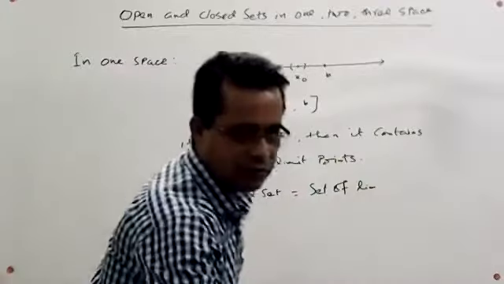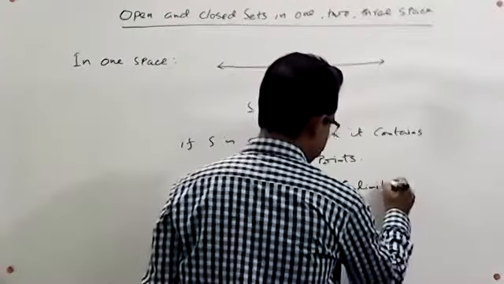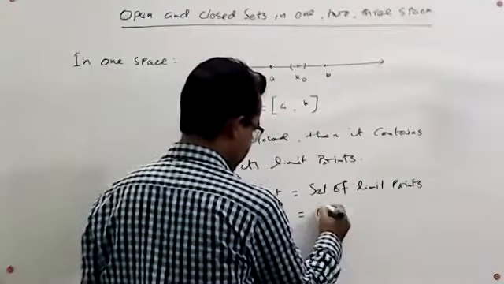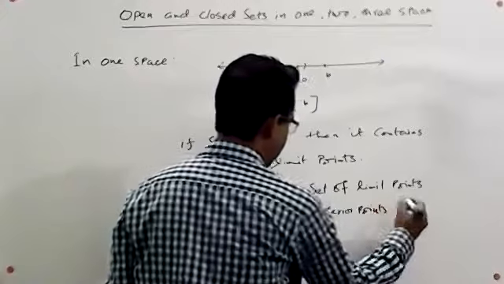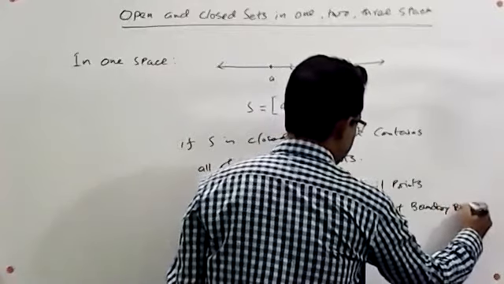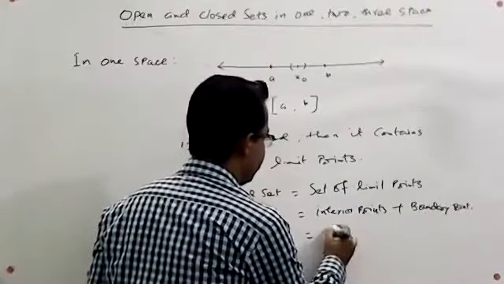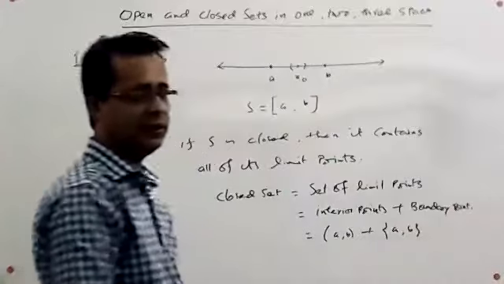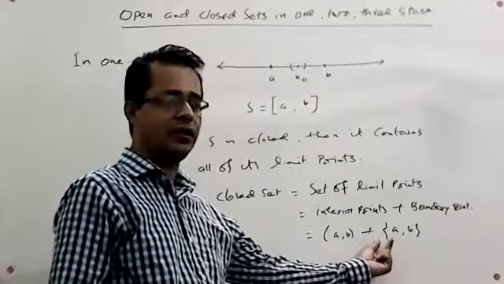Sorry. In some cases, closed set equals set of limit points. And which are limit points? Limit points are interior points and boundary points. And we see here S contains interior points from A to B and boundary points A and B. So in some cases we can say that closed set can be made by all interior points and boundary points.